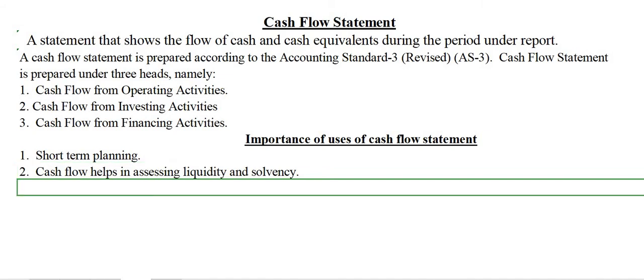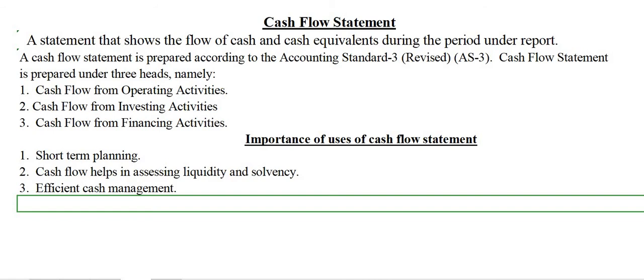Another one is efficient cash management. It helps us to manage the cash efficiently. Another important thing is comparative study. We can compare our business operations with another business or other companies with the help of the result obtained from the cash flow statement. So the cash flow statement helps us to compare our financial position with other business organizations also.